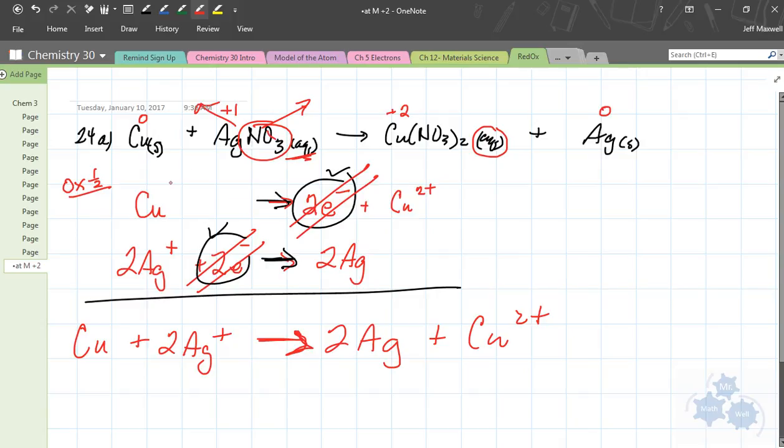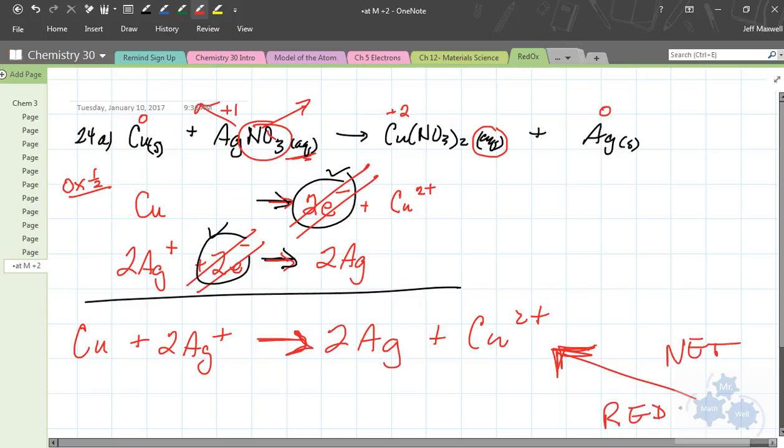Now I know what you're saying, what's happening to the nitrates and all that sort of stuff. Well, remember, these are just ions in solution, so really they're just spectator ions. This right here is the net ionic equation. Okay, it's the net equation. So any ions that are floating around on both sides are not included in this. Okay, so this is your final answer for your net redox reaction. So I'm just going to put that, the net redox. That's it.